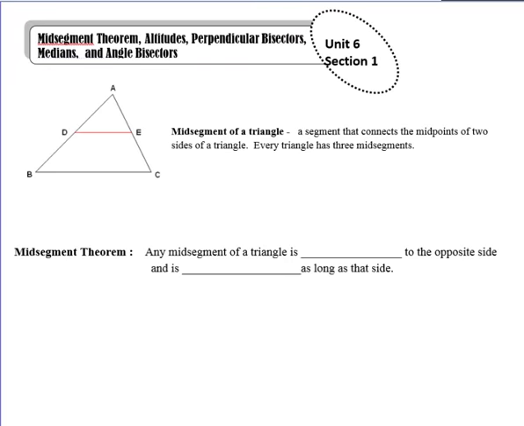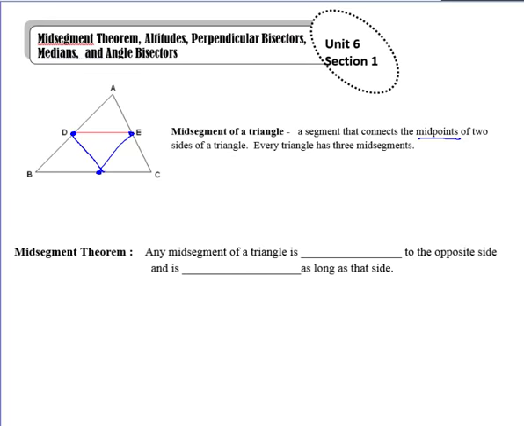So let's get started. Our first word is a midsegment of a triangle. A midsegment of a triangle is a segment that connects the midpoints of two sides of a triangle. Every single triangle has three midsegments. So if you think about that, a triangle has three sides. Each of those sides, I could say, has a midpoint. I can cut it in half. And if I were to connect all of those points, what I essentially do is I create another smaller triangle. And each of these three lines here is referred to as a midsegment.